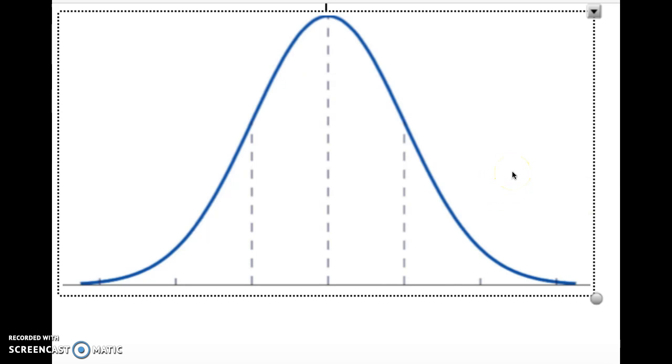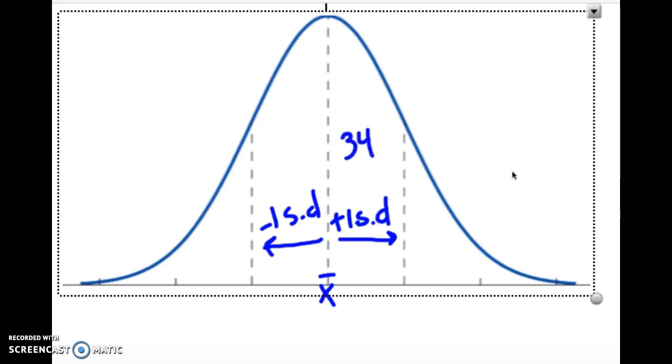So the first property, like we talked about in the last video, this right here represents our mean. And then this is one standard deviation above the mean. And over here we have one standard deviation below the mean. And when data is normally distributed, 34% of your data points are going to be one standard deviation above the mean, and then 34% will be one standard deviation below.